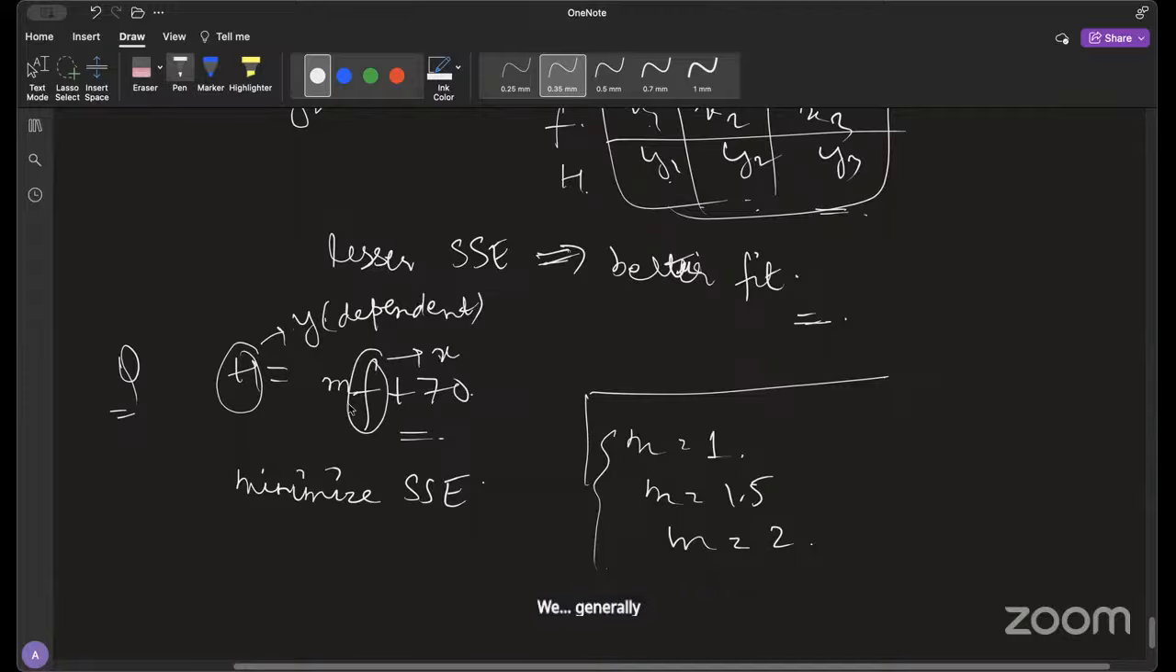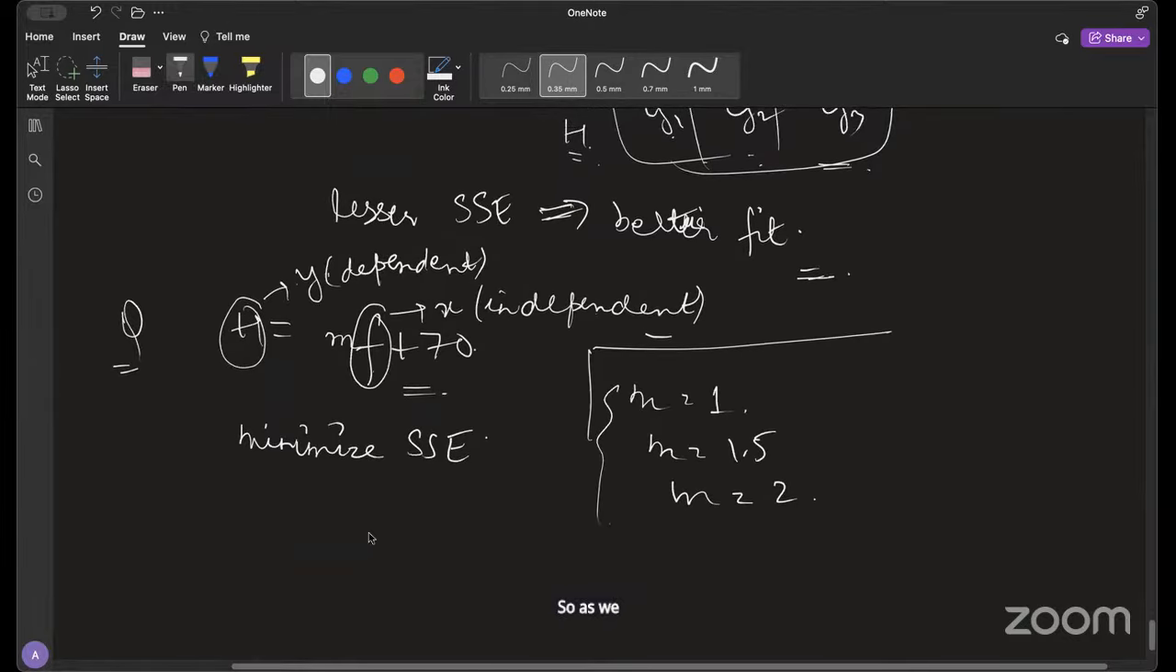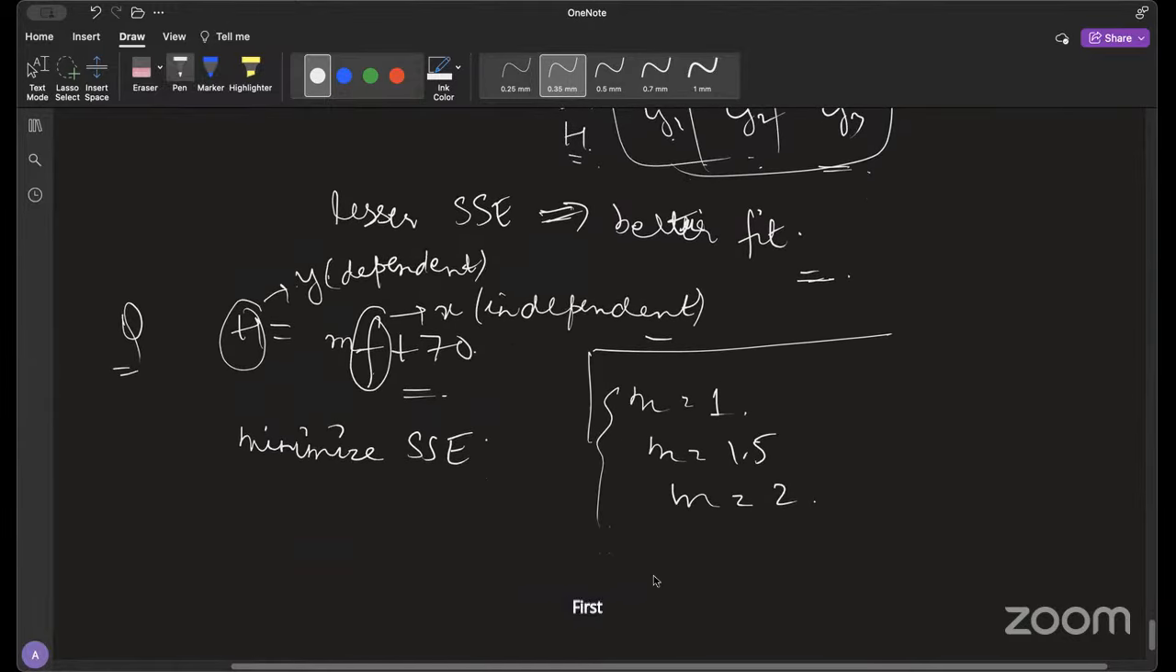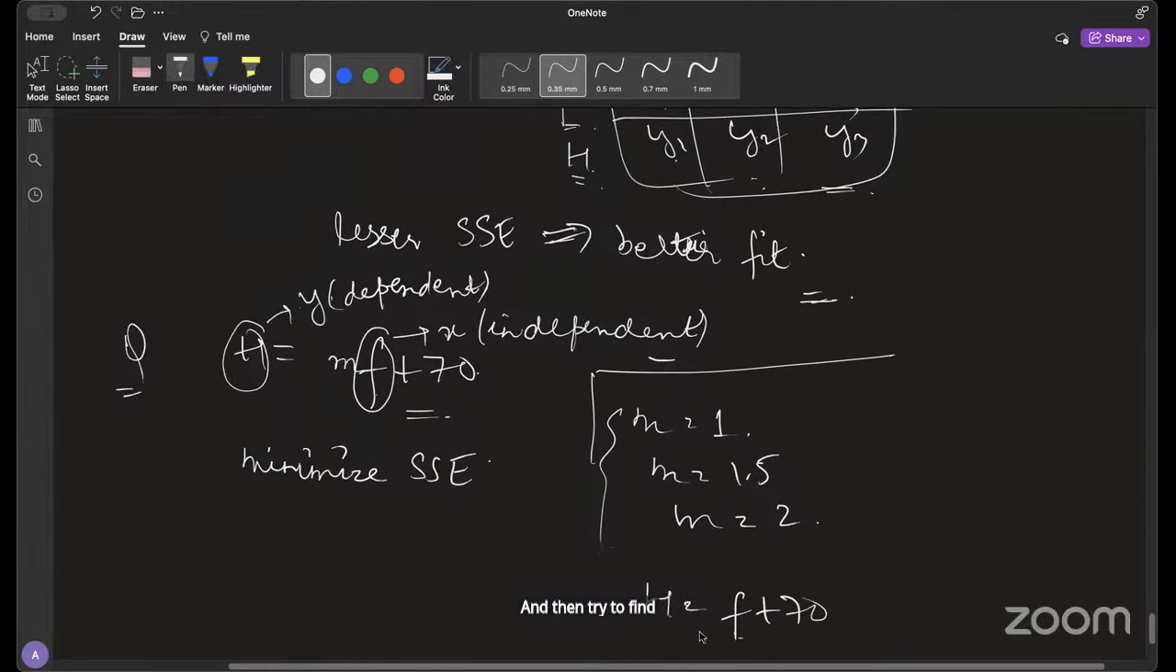Generally you see y and x, but in this equation you have been given h and f. And you can't change x and y. You can't write x here and y here. This one's the independent variable. So let's just say this is your f, this is your h. So as we discussed, first what you do is, if you consider m equals 1, you'll get f plus 70. And then try to find the sum of squared errors as per this equation.